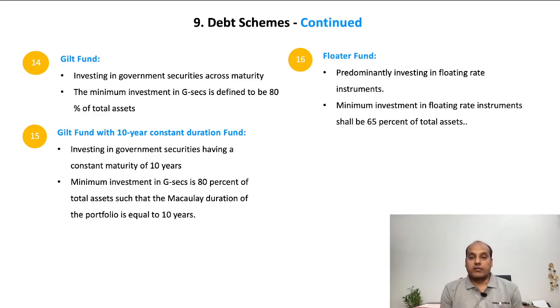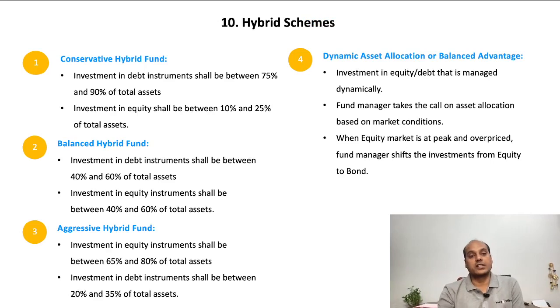Next comes floater fund. Floater funds are those that are investing into floating rate instruments. Here the rate of the instrument is tied to something else and it keeps on changing every other month or week or maybe daily or quarterly, whatever that type of instrument is. And the minimum investment should be 65% of the total assets.